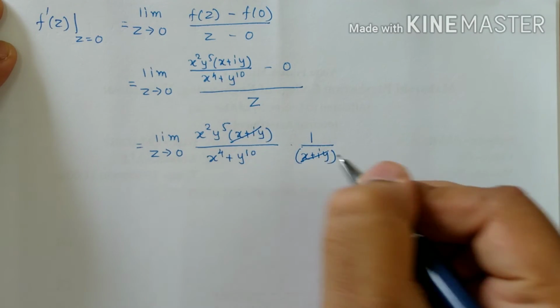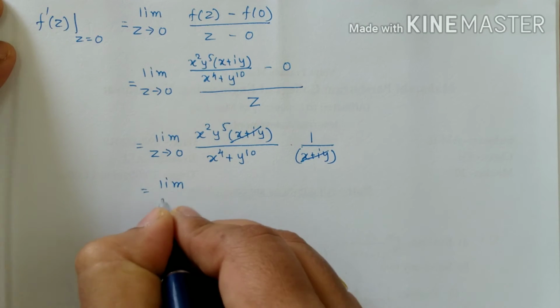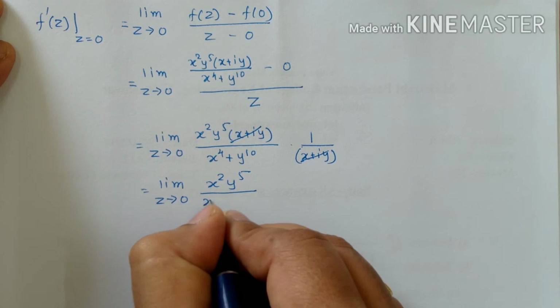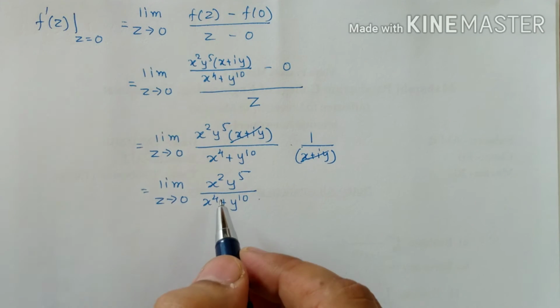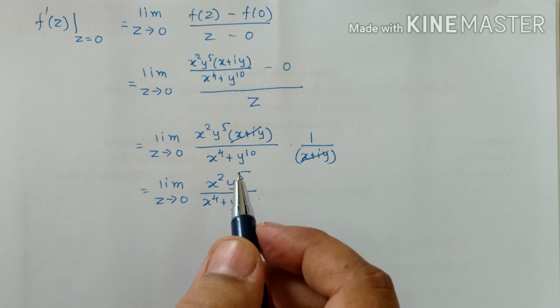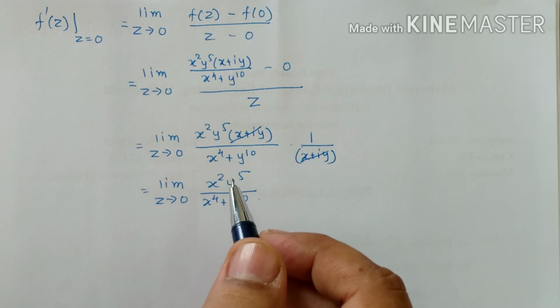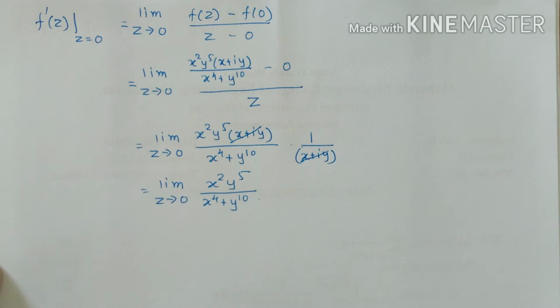So the numerator term x plus iy and the denominator term x plus iy get cancelled, and we get limit as z tends to 0, x square y raised to 5 divided by x raised to 4 plus y raised to 10. Now if the limit of this exists, then we say that it is differentiable, and if it is not, then we say that the function is not differentiable, hence it is not an analytic one. Now the further part is very important.